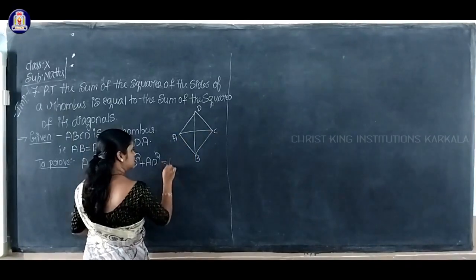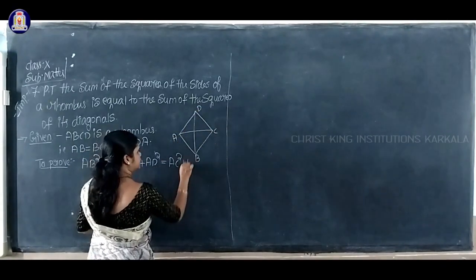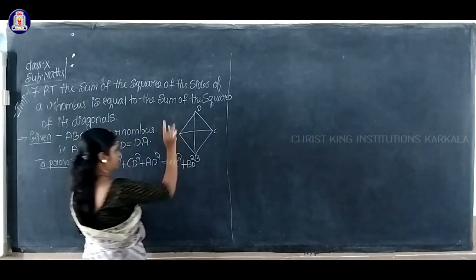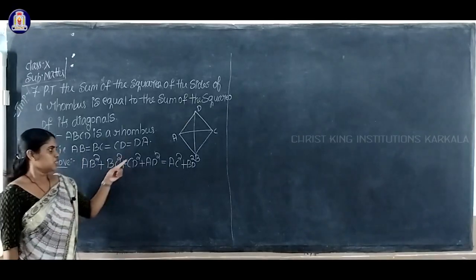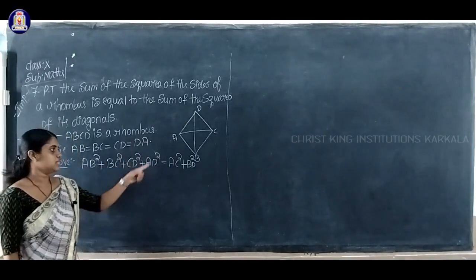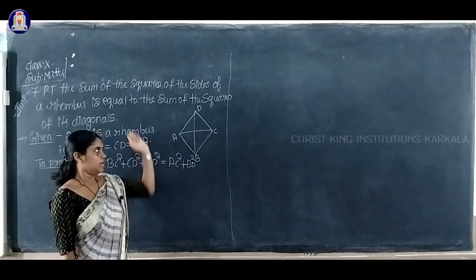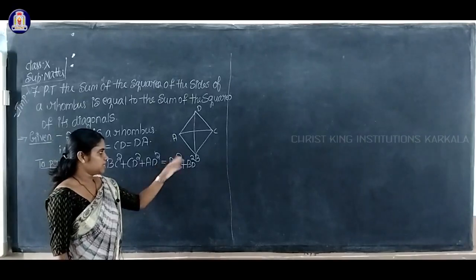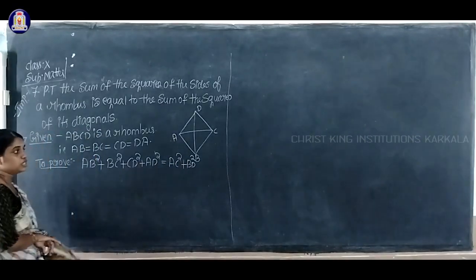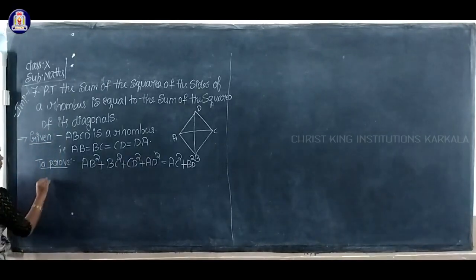First diagonal is AC square plus the second diagonal BD square. So this is what we have to prove: the sum of the squares of its four sides is equal to the sum of the squares of its diagonals. Here AC and BD are the two diagonals, so AC square plus BD square. This is what we have to prove. Next I'll move towards the proof part.